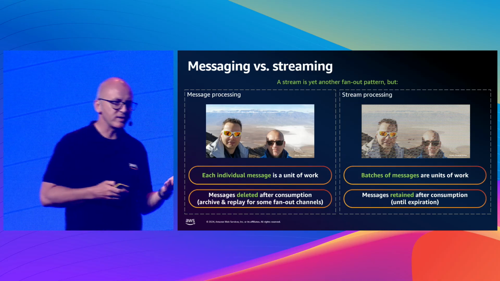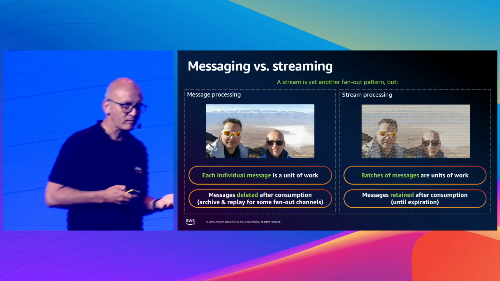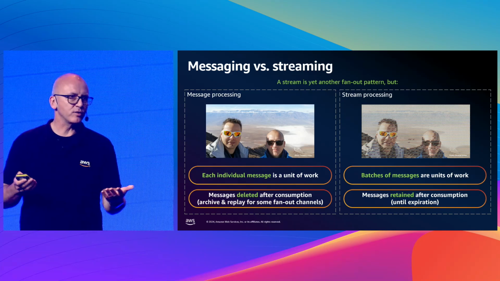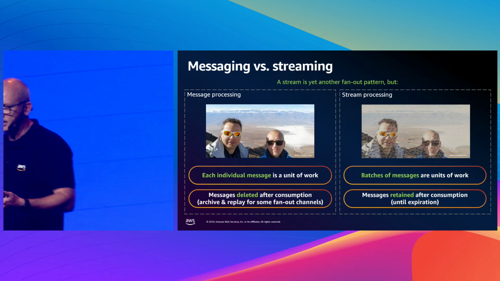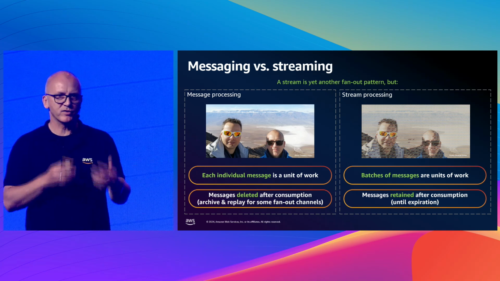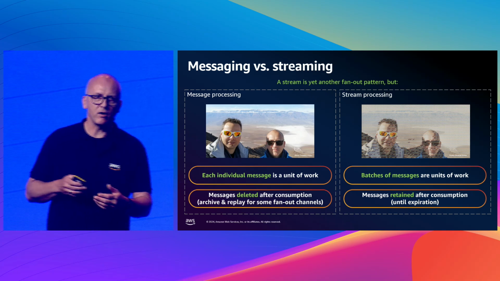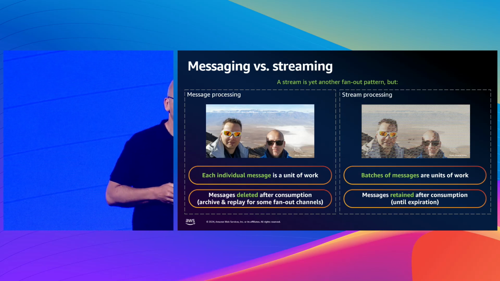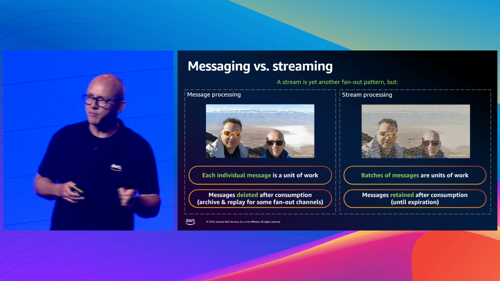And then there's also a difference in the consumption model. So with messaging, as soon as you consume a message, it's gone, right? It's going to be deleted. And with streaming, the messages remain in the stream, and you can also go back in the stream and whatever. This is also the reason why you have to maintain that cursor on the stream.